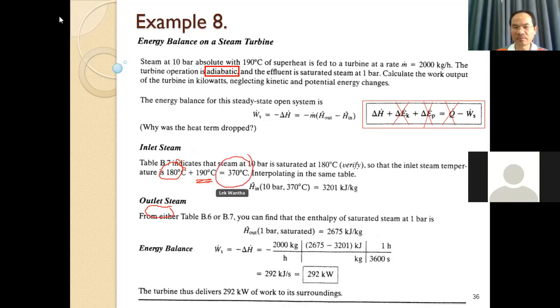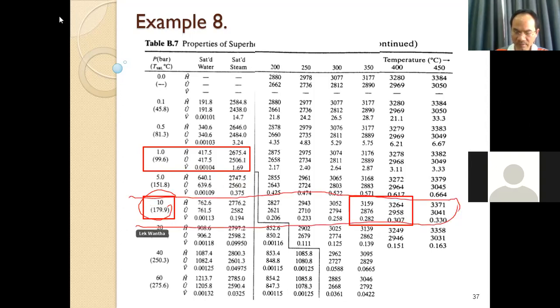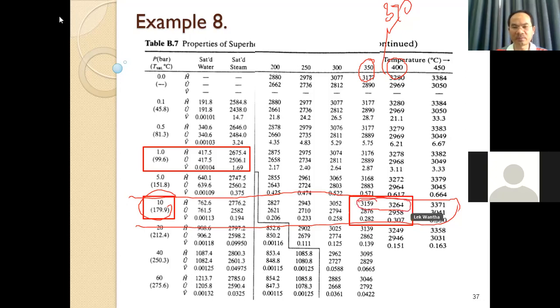The inlet temperature is 370. This is the data for 10 bar. But 370 is between 350 and 400, so you have to interpolate. The enthalpy is between these values. You have to interpolate this.